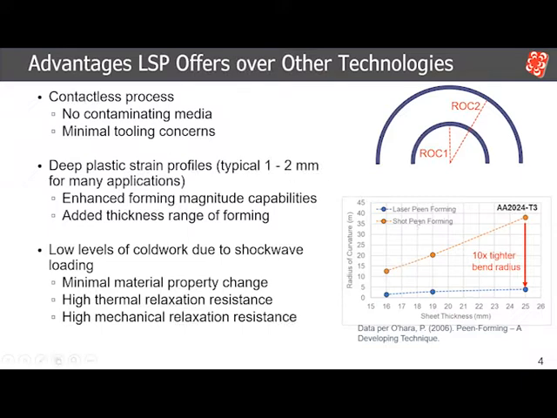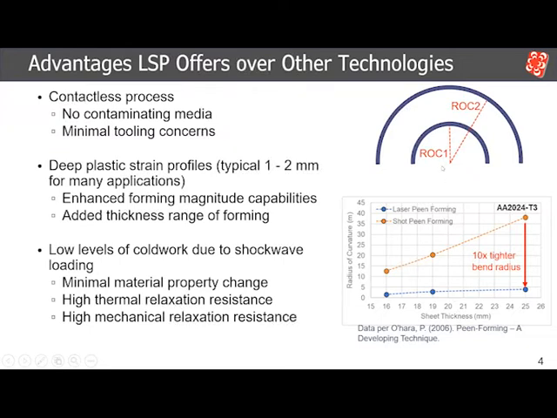Because laser peening has deep plastic strain profiles that were discussed earlier in some presentations, we're able to achieve forming magnitudes that are far greater than shot peen forming. So just as an example, on the right side of the screen here, we have the radius of curvature that can be generated as a function of sheet thickness for different aluminum alloys.